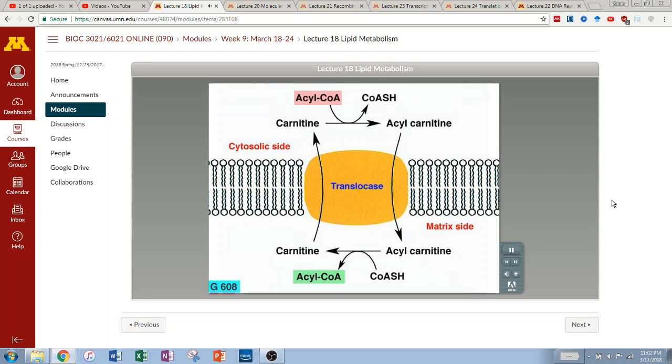The transporter that accomplishes this exchange process is an integral membrane protein. It's an antiporter that exchanges an acyl carnitine for a free carnitine. The acyl carnitine comes into the matrix, and the free carnitine goes back out into the cytosol on the same transport protein.